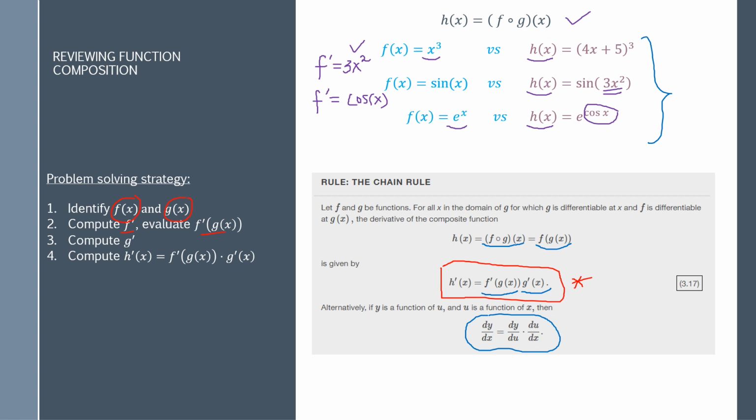After that, we compute the derivative of g. That's the function that's inside. You can think about it as the inner function. And the last step is put it all together as a product.